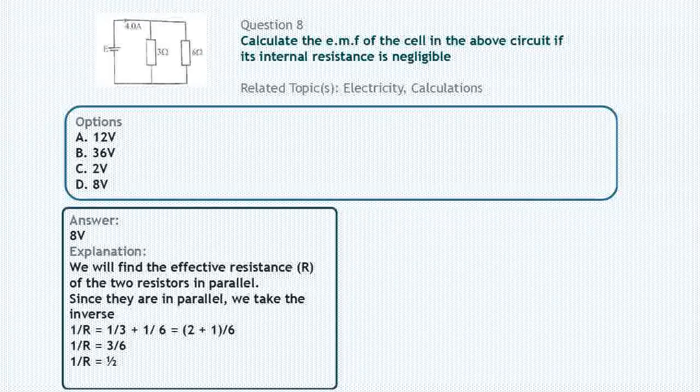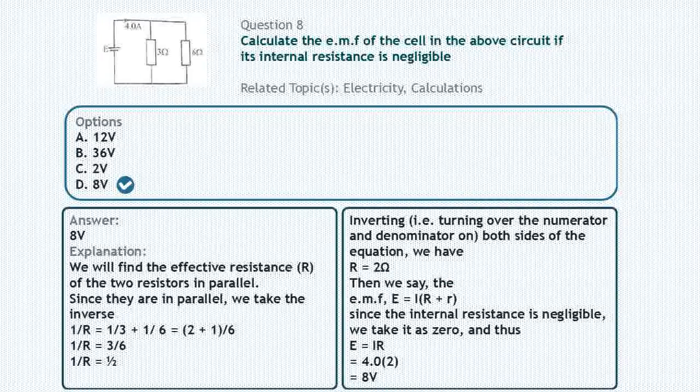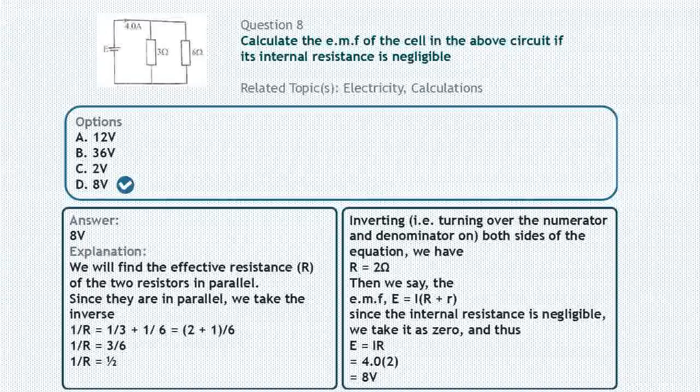So you have 1 over R is equal to 1 over 2. And if you compare both sides of the equation, or you invert it, you are going to have R equal to 2 ohms.